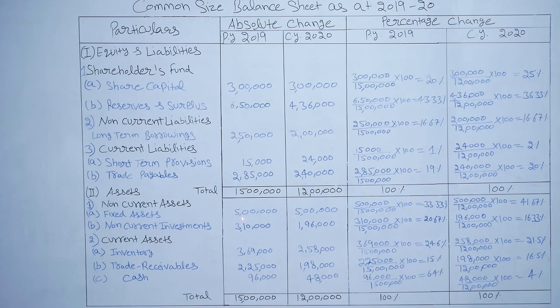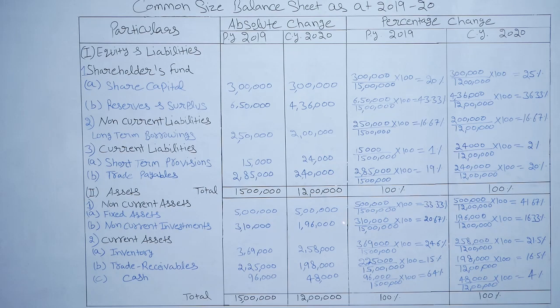Fixed assets, 5 lakh rupees for previous year, 5 lakh rupees for current year. Now we have to calculate percentage change for previous year. So previous year fixed assets is 5 lakh. So 5 lakh divide 15 lakh, total of previous year assets, into 100 is equal to 33.33% for previous year. Now we have to calculate for current year. So current year fixed assets is 5 lakh. Divide total of current year assets, 12 lakh. So 5 lakh divide 12 lakh into 100 is equal to 41.67%.